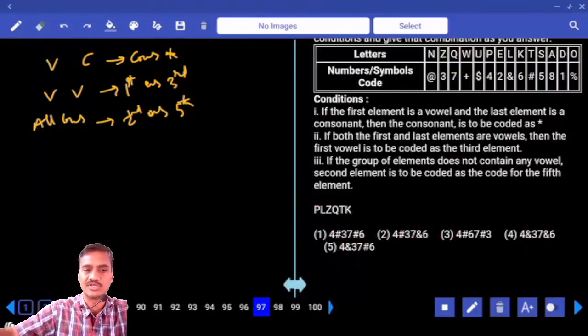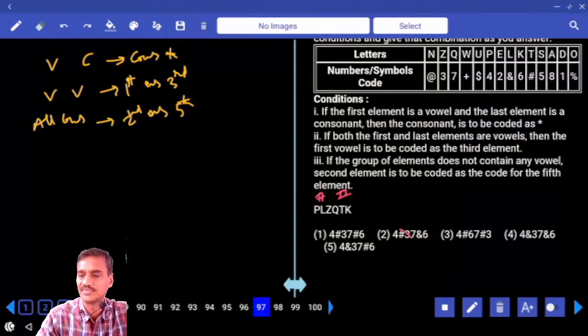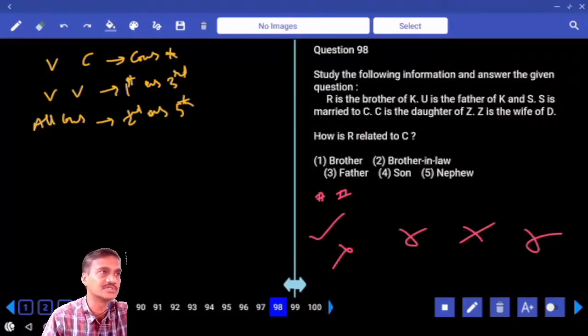Then 97, PLZ QTK. First and the last are consonants, all consonants. Second and fifth. And the fifth one is what? T. That means second and fifth must be hash and hash. Now hash and hash are in the first and the fifth, and you are left with 1 and 3. Then compare the elements. Third element is different. Z's code is 3. Choice 3 is ruled out, choice 1. Hence 97, choice 1 is the answer.